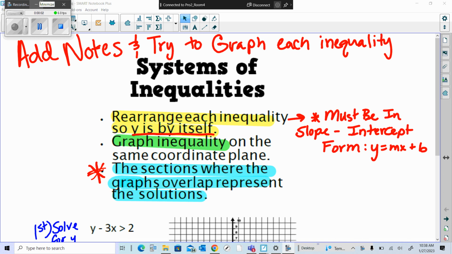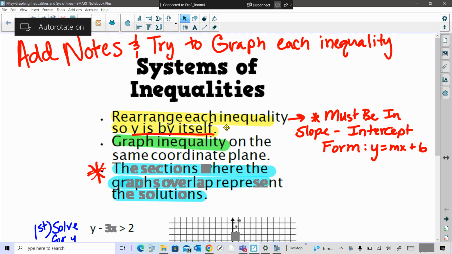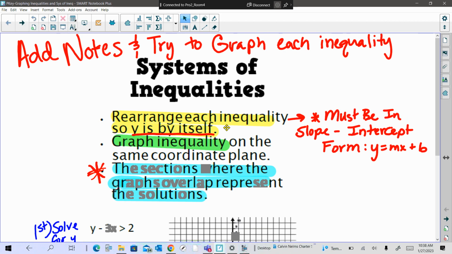Okay, so minimize this. You may add these notes if you need it. These 3 bullets we should be able to do. This skill is not new. It's just now asking you to do a system of inequalities versus just one equality.